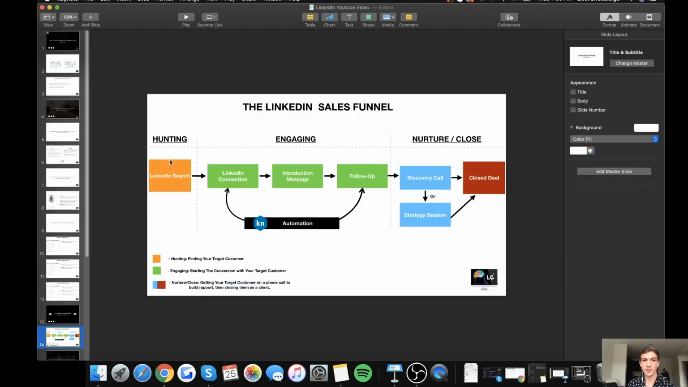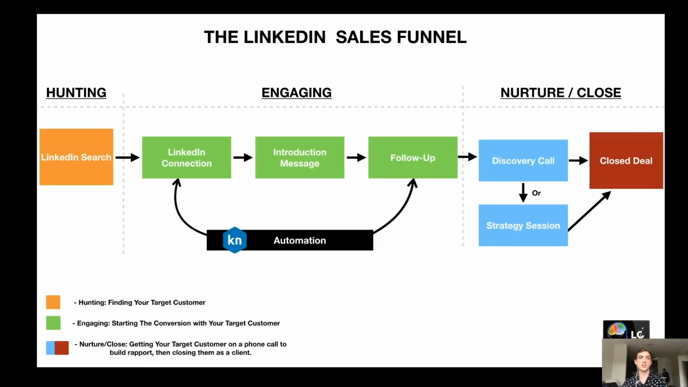So we've gone over that. You've gone over how hunting works, which is how we find our target customers. And then we talked about engaging: connecting with an individual, introducing that first message with the connection, and then following up with them until they respond. And that is all automated, which I'm going to show you how to automate with the tool. Next, we're going into nurture/close.